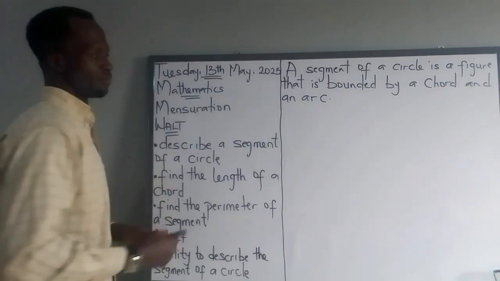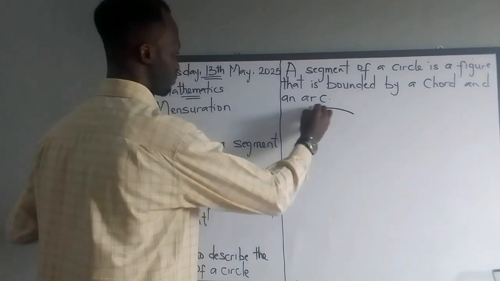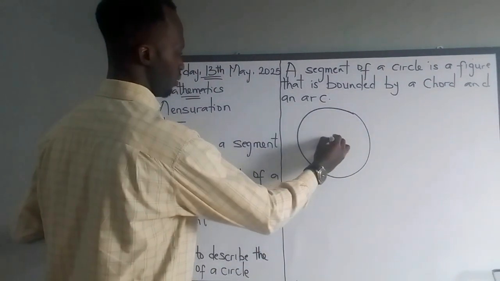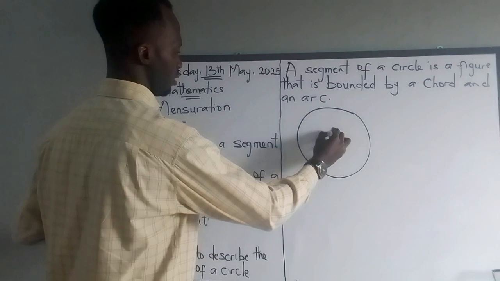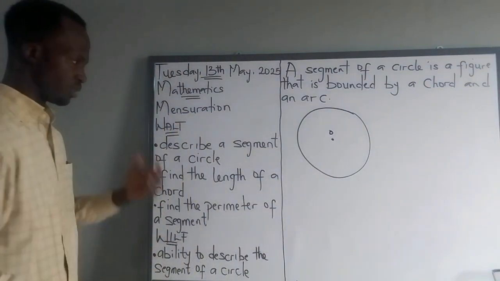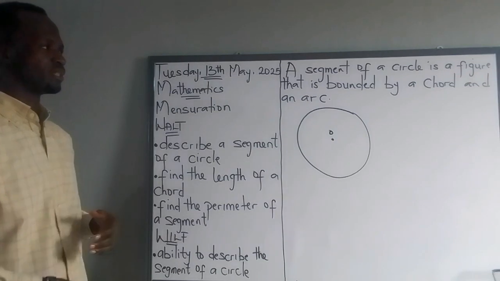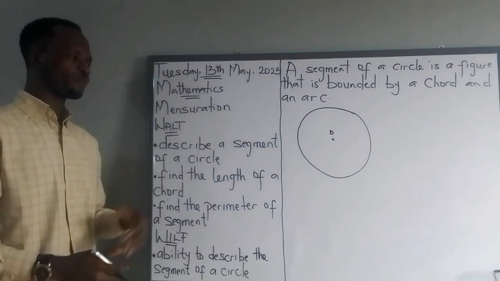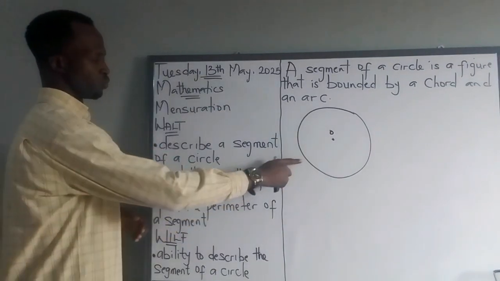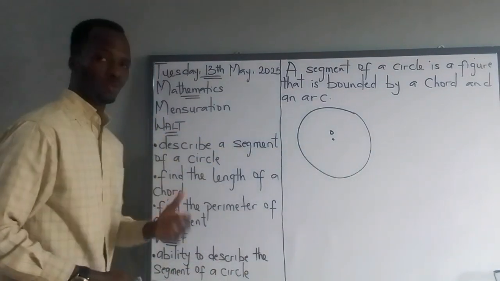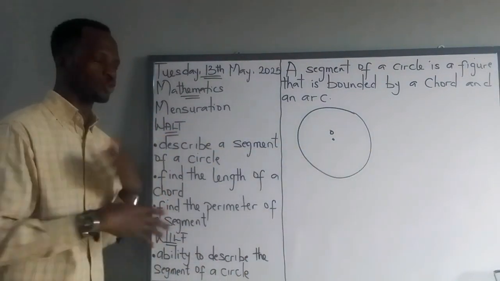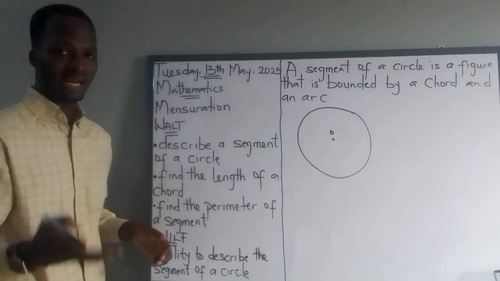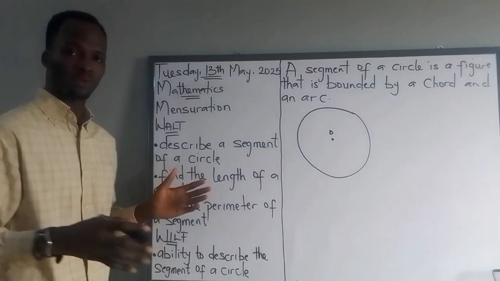Now, how do we describe that? This is a circle with center O. So, what is a chord? In previous class, I've described what a chord is. A chord is simply a line that is drawn from one end of the circumference to the other end of the circumference. And I also mentioned that a chord can be drawn from any point on the circumference to the other end of the circumference. So there is no particular point.